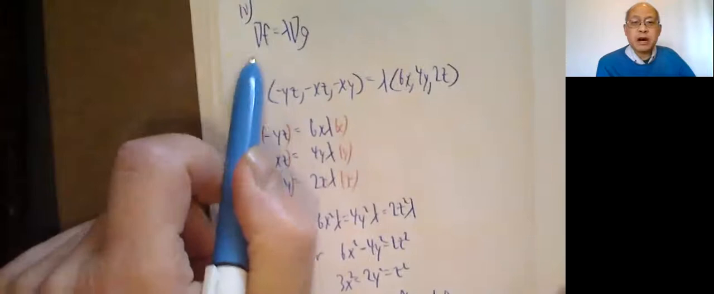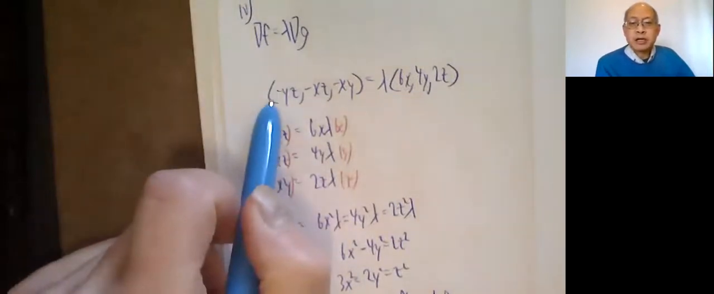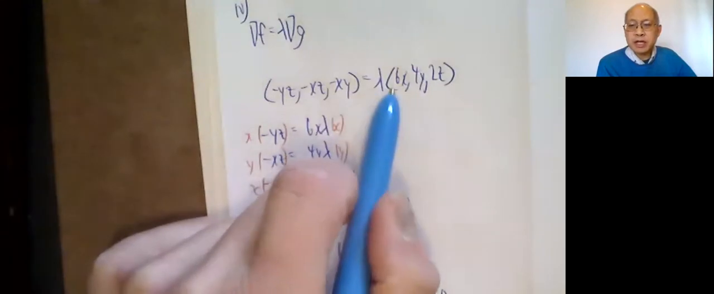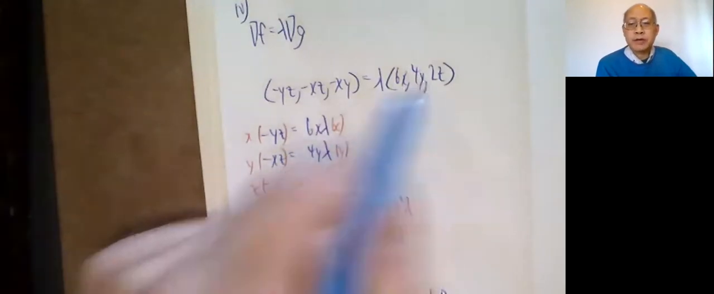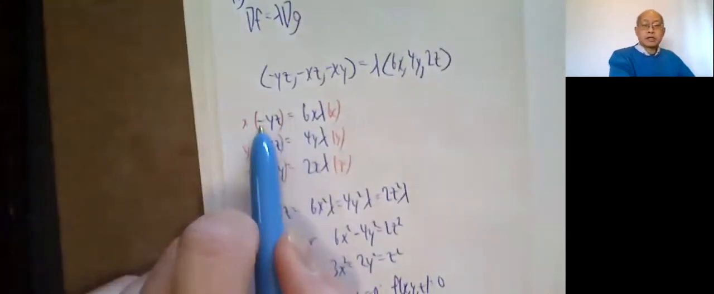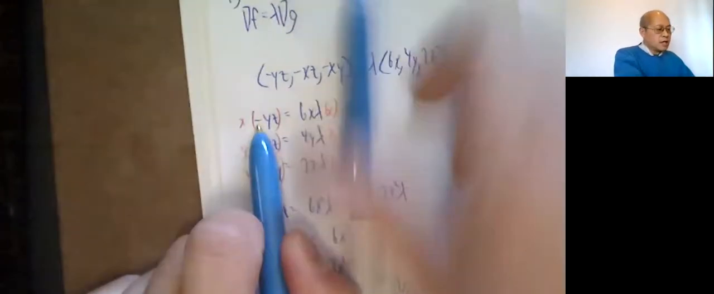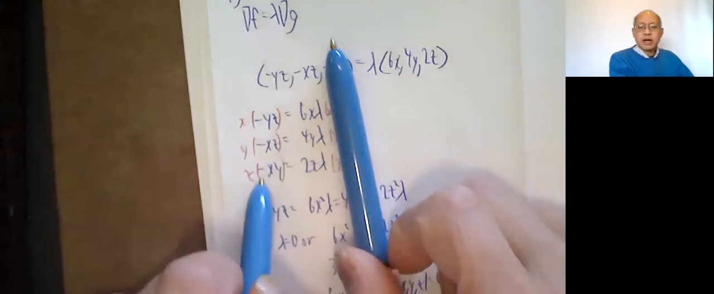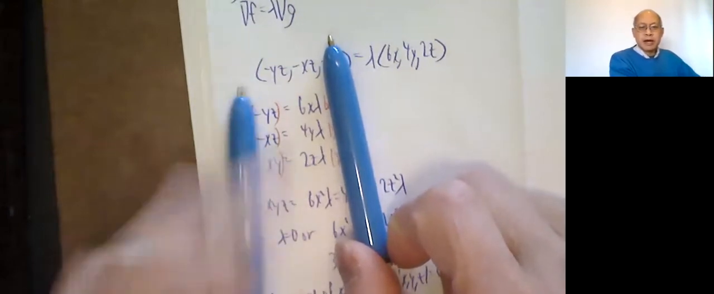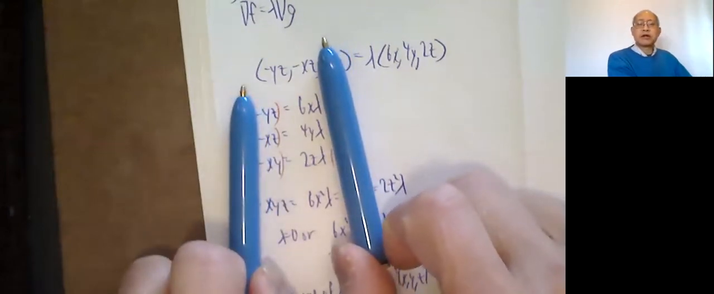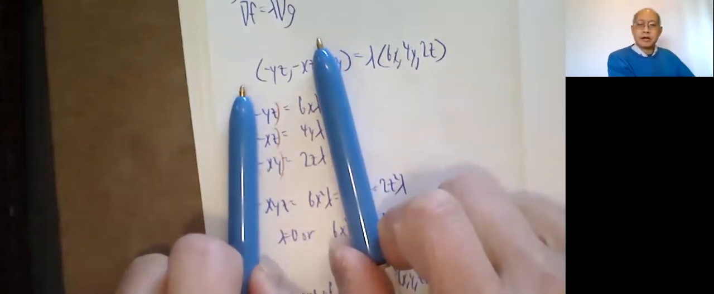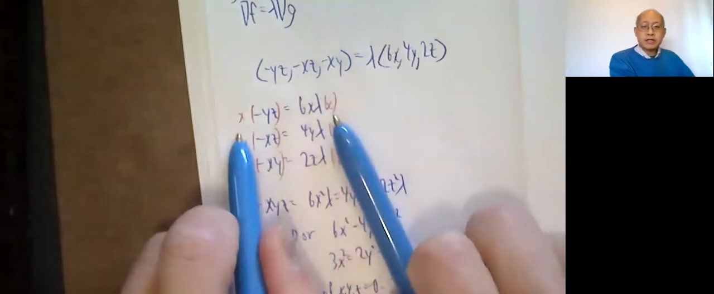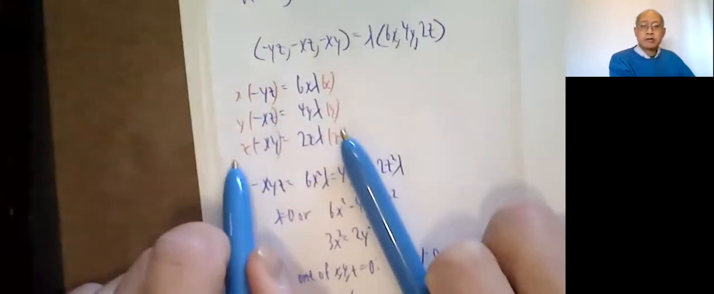Okay, number 10, del f is lambda del g. So negative yz, negative xz, negative xy is lambda times 6x, 4y, 2z. Okay, so system of equations: negative yz equals 6x lambda, negative xz equals 4y lambda, negative xy equals 2z lambda. Now, I actually didn't show you how to do one of these kinds of problems. Okay, but a nice trick is to multiply this one by x, this one by y, this one by z.